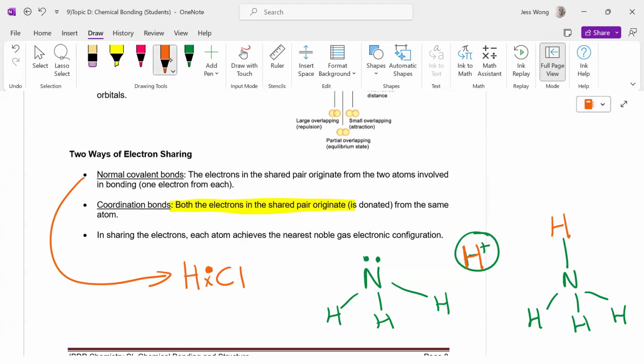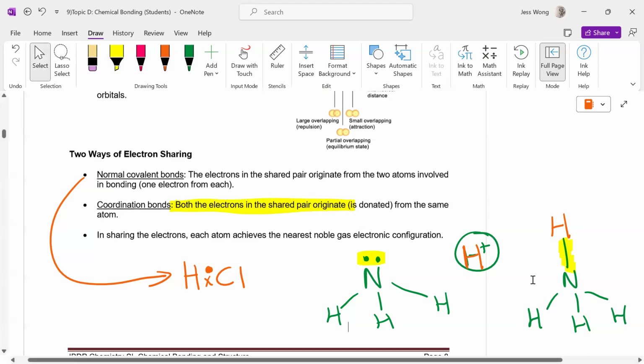And how do we know that it's a dative covalent bond? Because both the electrons used for sharing over here originate from the nitrogen atom, and the hydrogen ion here is not sharing any electrons. But at the end of the day, we are still seeing a shared pair of electrons between two non-metal atoms. So therefore, it is a covalent bond because they are still sharing electrons, but these electrons originate from the same atom. So we call this a coordination covalent bond.